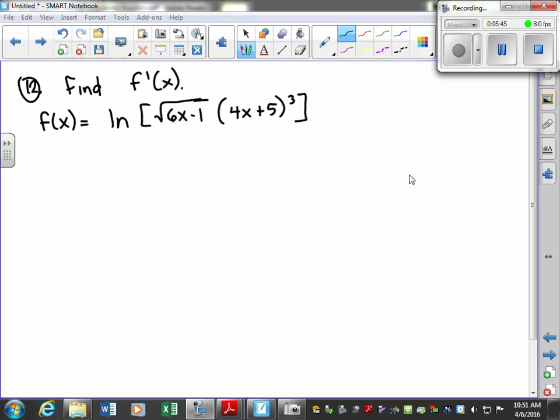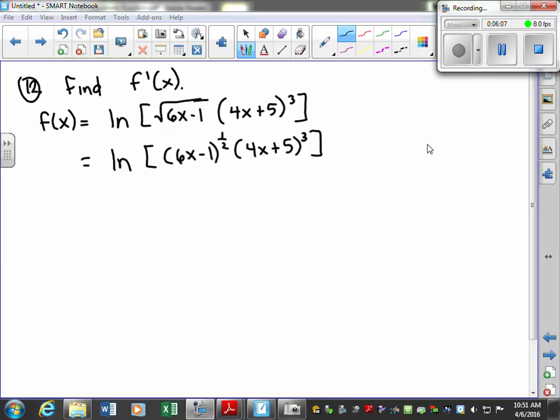So the first thing I'm going to do is let's rewrite this with the 1/2 power. Okay, so we rewrite that to the 1/2 power. The next thing we want to do is take these powers and move them to the front. Actually, we're going to rewrite this. Since it's multiplication, what can we rewrite it as? Addition, and then we can also pull powers out.